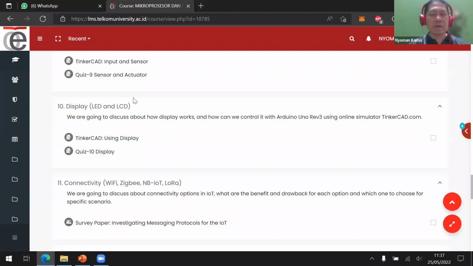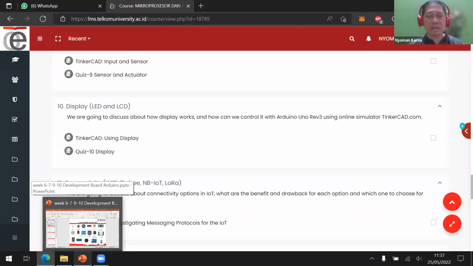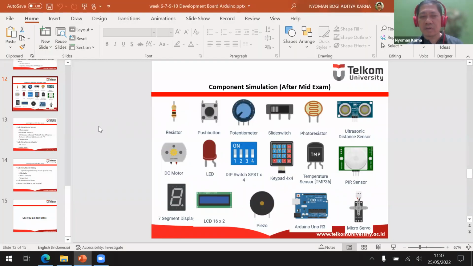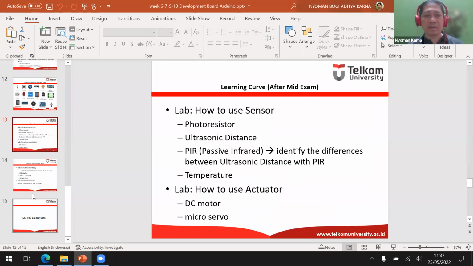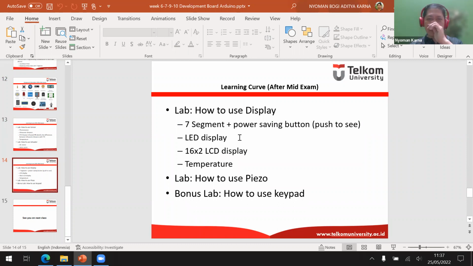Today we're going to discuss display, including the LED lamp, 7 segment, and also the LCD display. And we have the guideline. What we're supposed to do for this class is we're going to use this lab: 7 segment and also the power saving button. That means push to see the value visualized by the 7 segment, and then also the LED display, and then the LCD display, and also using the temperature.